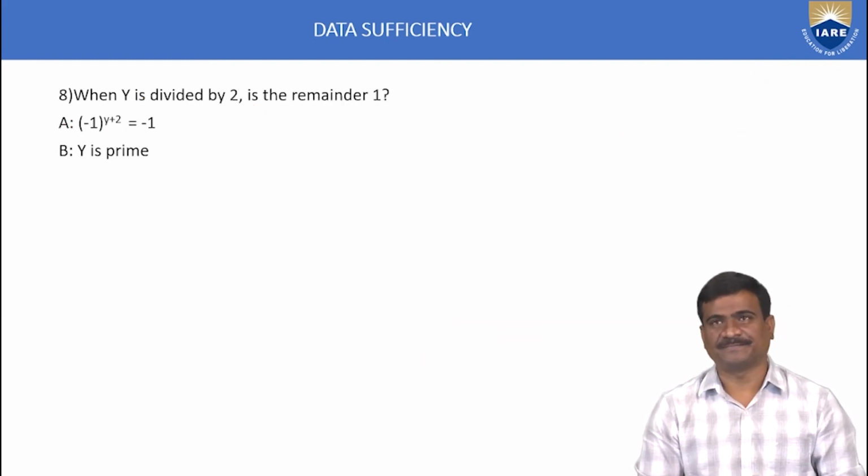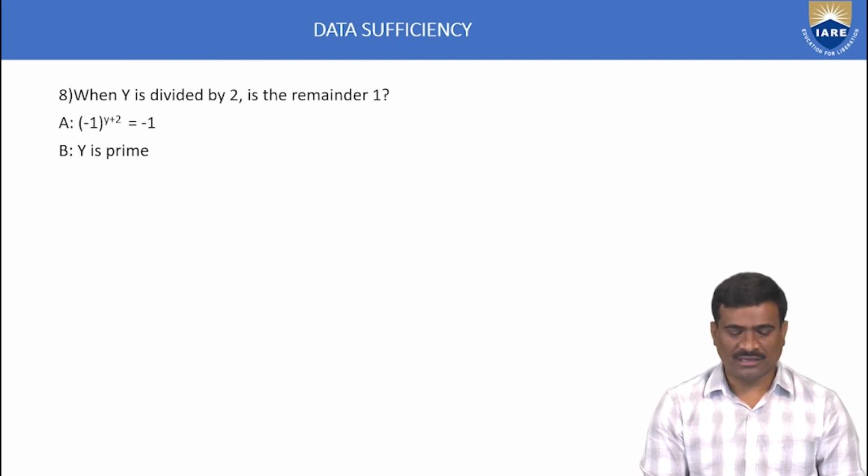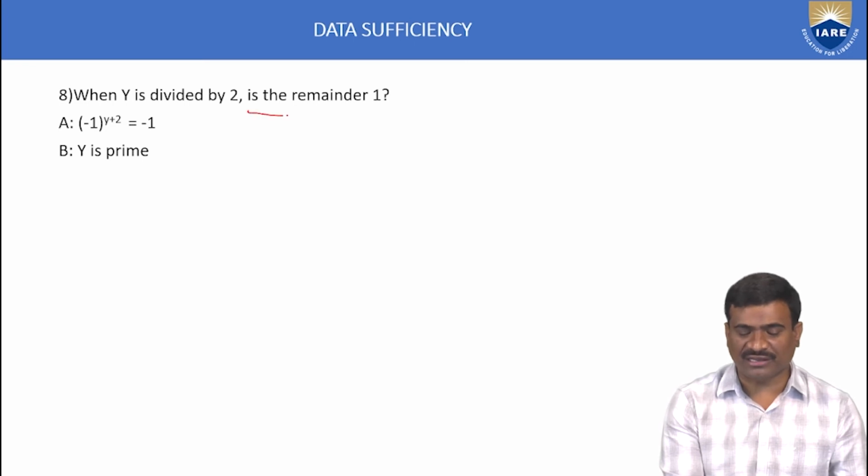Next, 8th. Properties of numbers concept. When y is divided by 2, is the remainder 1? Statement A: (-1) to the power of y plus 2 is equal to -1. Statement B: y is prime. Here the question is, is the remainder 1, yes or no?